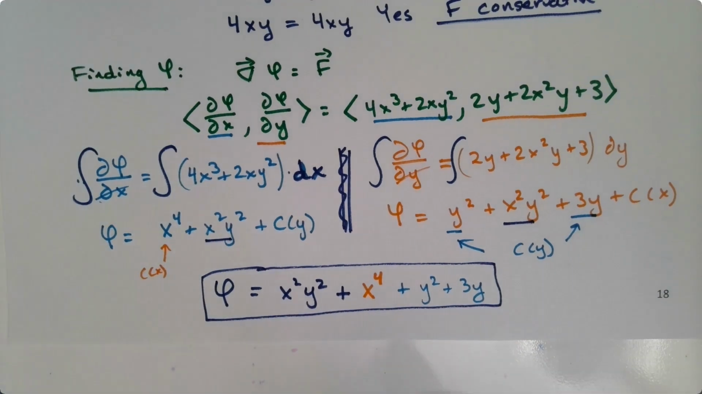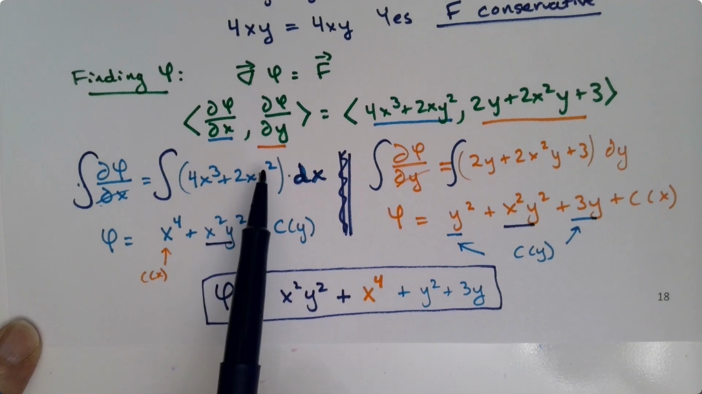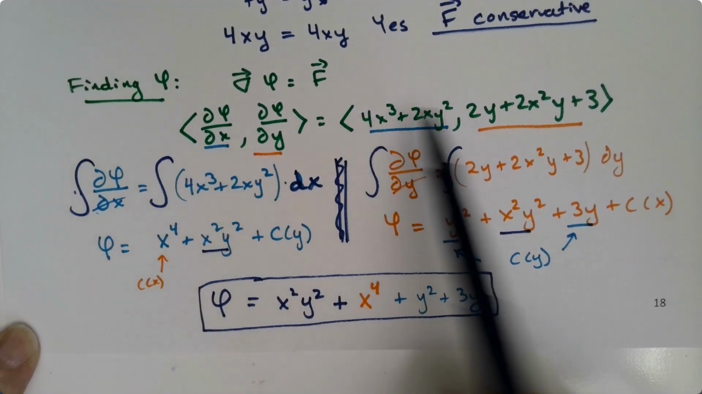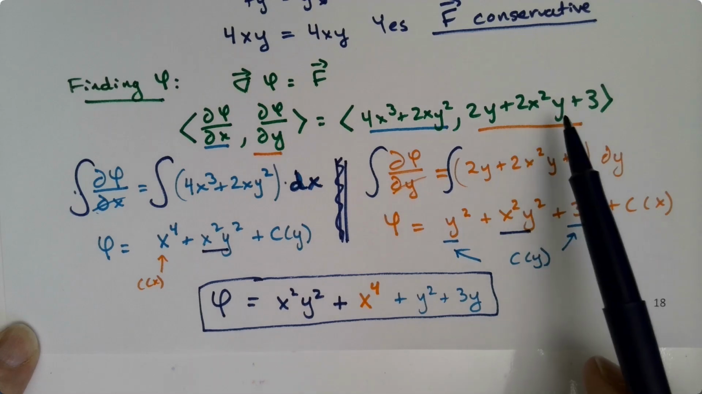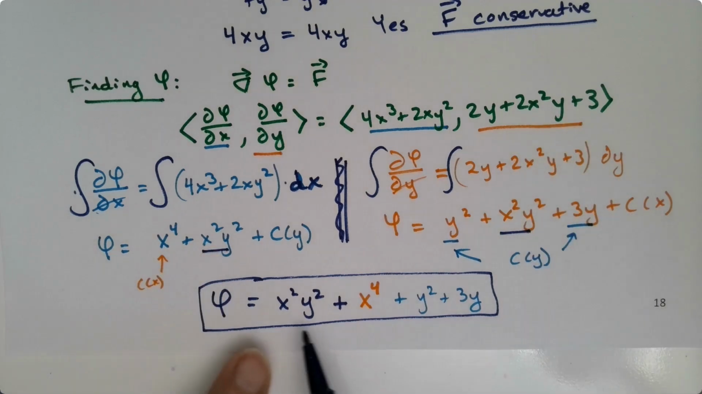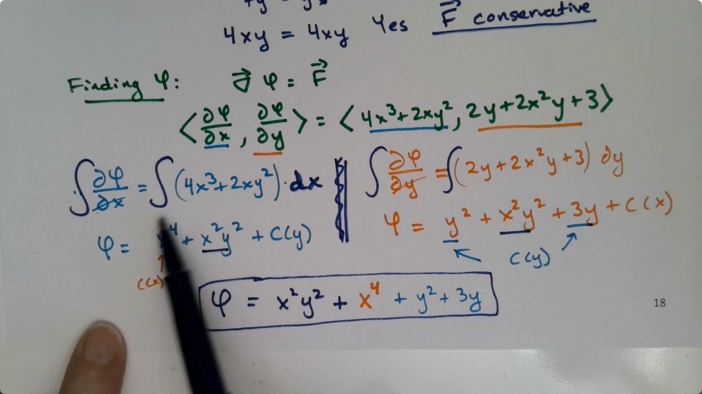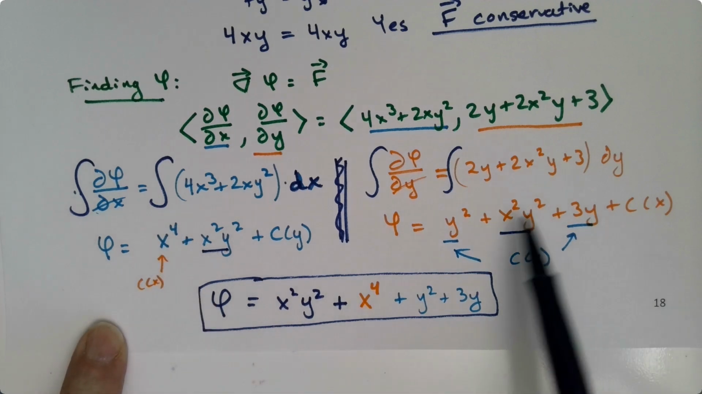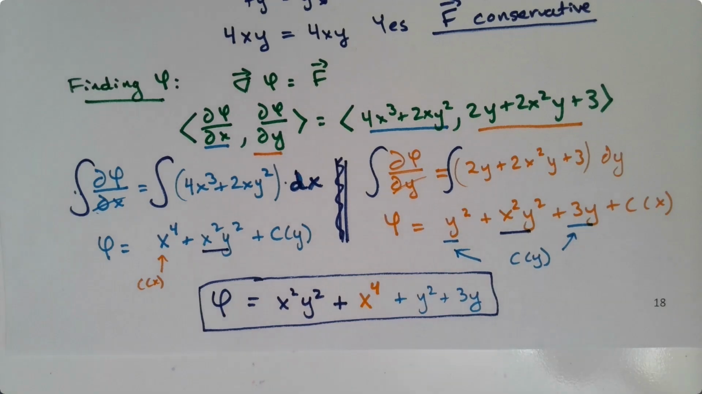So in other words, you integrate with respect to x for the first component, and then you integrate with respect to y on the second component. Anything they have in common, you write one time. Anything only one of them has, you write it. And anything the other one has, you write it. And there you go.